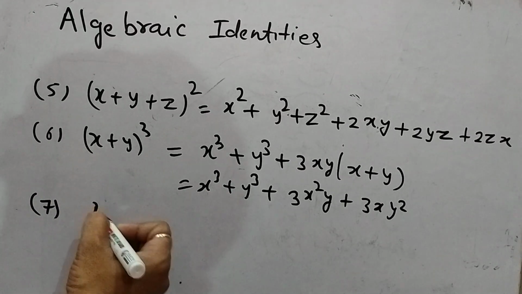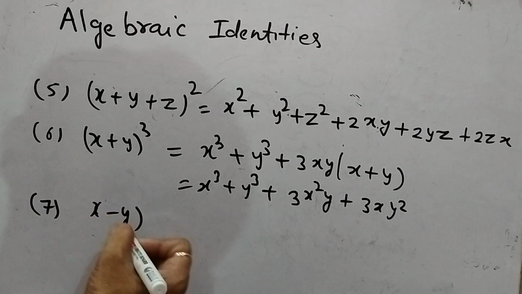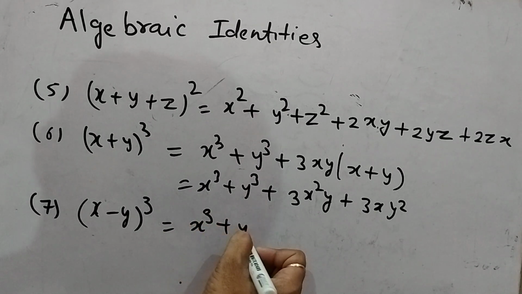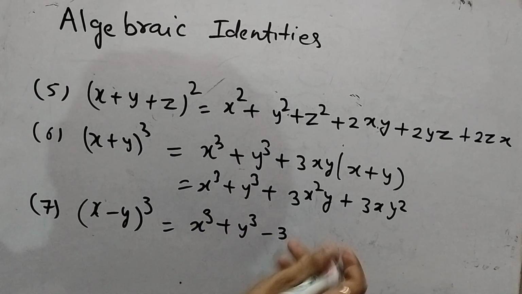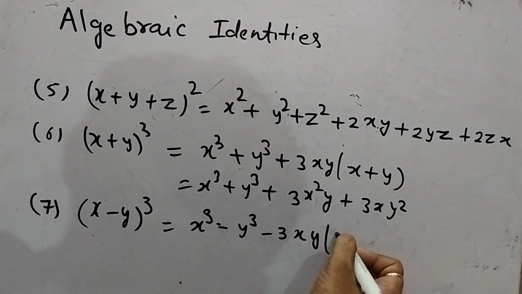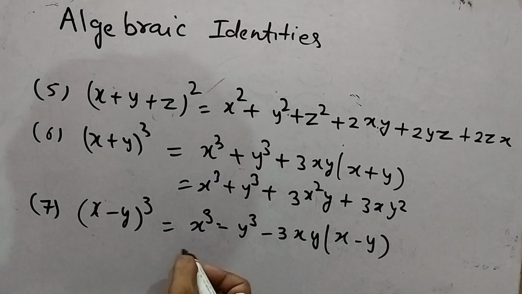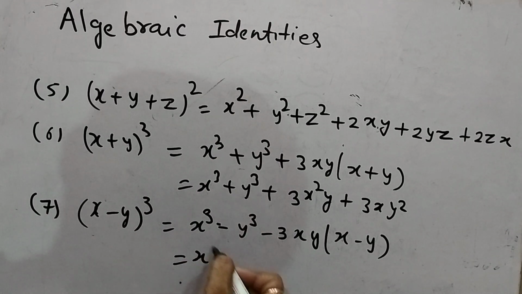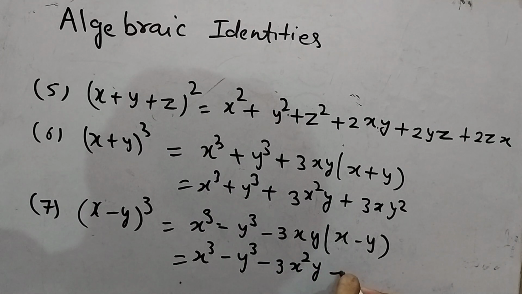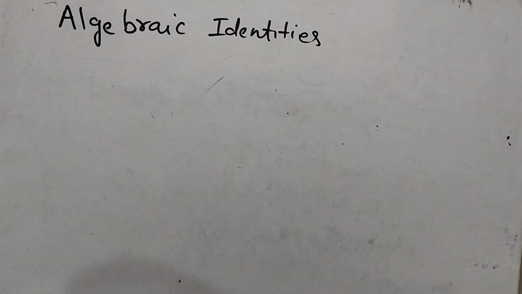So (x − y)³ will be x³ − y³ − 3xy(x − y). When we further express it, it is x³ − y³ − 3x²y + 3xy². So in this way we can solve.